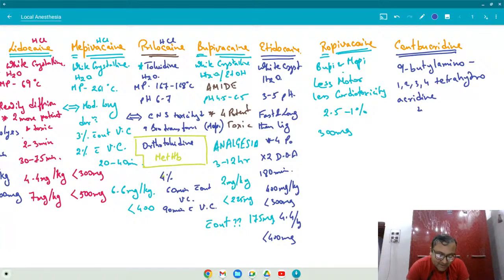Actually, there is a compound called 9-amino tetrahydroacridine. I'm writing it in short. So basically, this is a derivative of that. When you do some modification in this 9-amino tetrahydroacridine, you get 9-butylamino-1,2,3,4-tetrahydroacridine. Now, as far as the potency is concerned, remember, it is five times more potent as centbucridine.